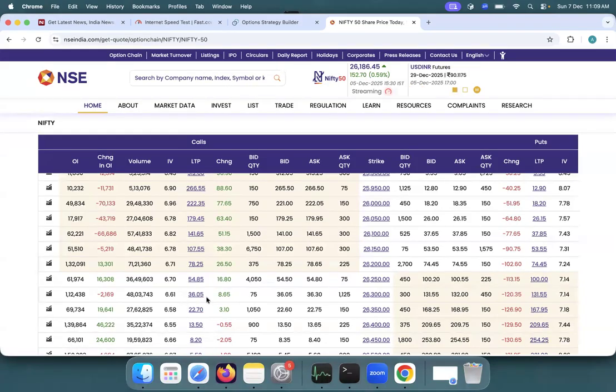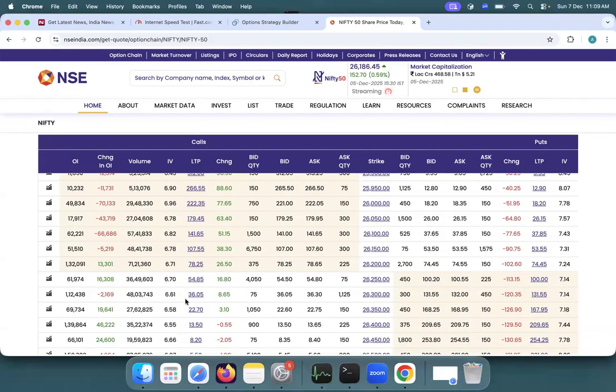So basically, with options, now try to understand it this way. Let's say your view was that the market will go above 26,300. So you bought this option with 36 rupees. Now what is the worst that can happen? The best is that the market crosses 26,300 and you get profit. The worst is that the market doesn't reach 26,300. It expires below this value. Then this premium will become zero.